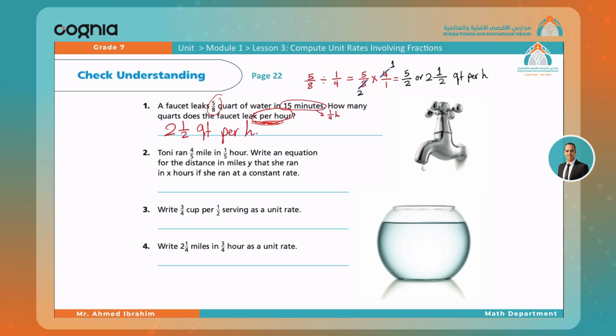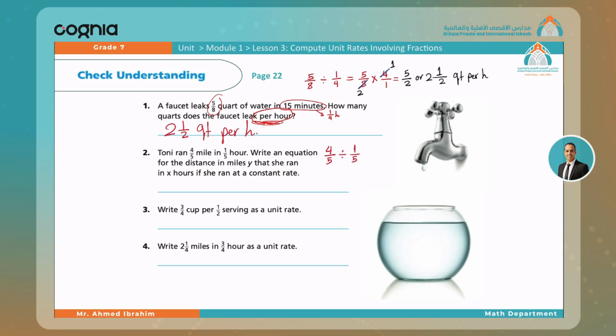Tony ran 4/5 mile in 1/5 hour. Write an equation for the distance in miles y that she can run in x hours if she ran at a constant rate. So guys, to write the equation, we need the k. And to get the k, you need to divide the miles by the hours. You need to divide the 4/5 by the 1/5. So 4/5 divided by 1/5.